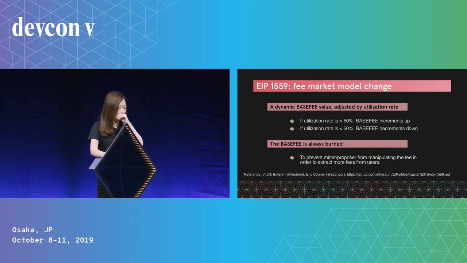Since it updates automatically, the user doesn't have to do more work on this. The wallet service can help to define the fair fee for the users. So it actually makes the UX a lot better than the current state. Also, the base fee is always burnt. The design rationale is to prevent the miner or the proposer from manipulating the fee in order to extract more fees from the user. So generally, it will be a fairer model than the current rule.